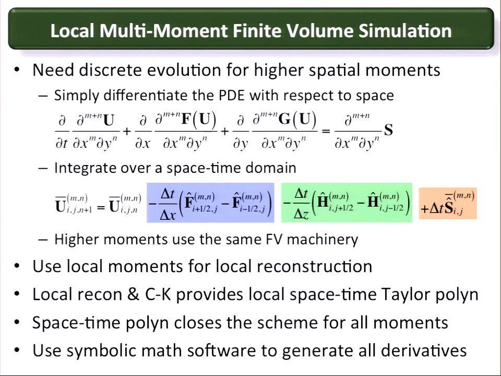But to get the time derivatives, we use the same Euler technology. So you don't actually step forward in time like Runge-Kutta. You build your Taylor series using the spatial moments that you have already within your cell. So everything's entirely local for one step.